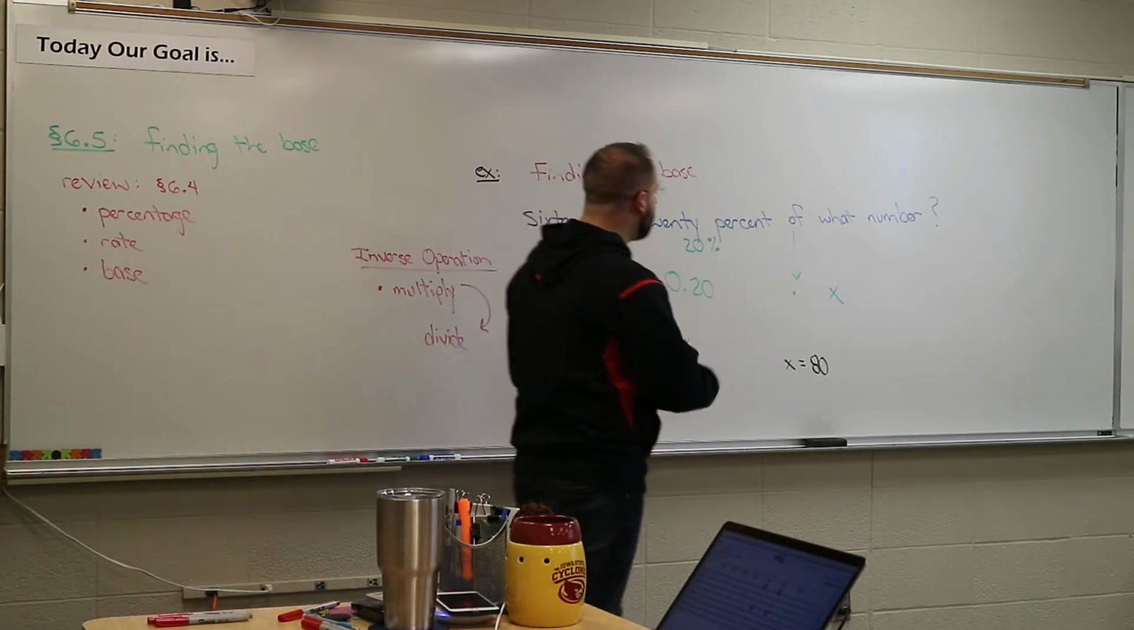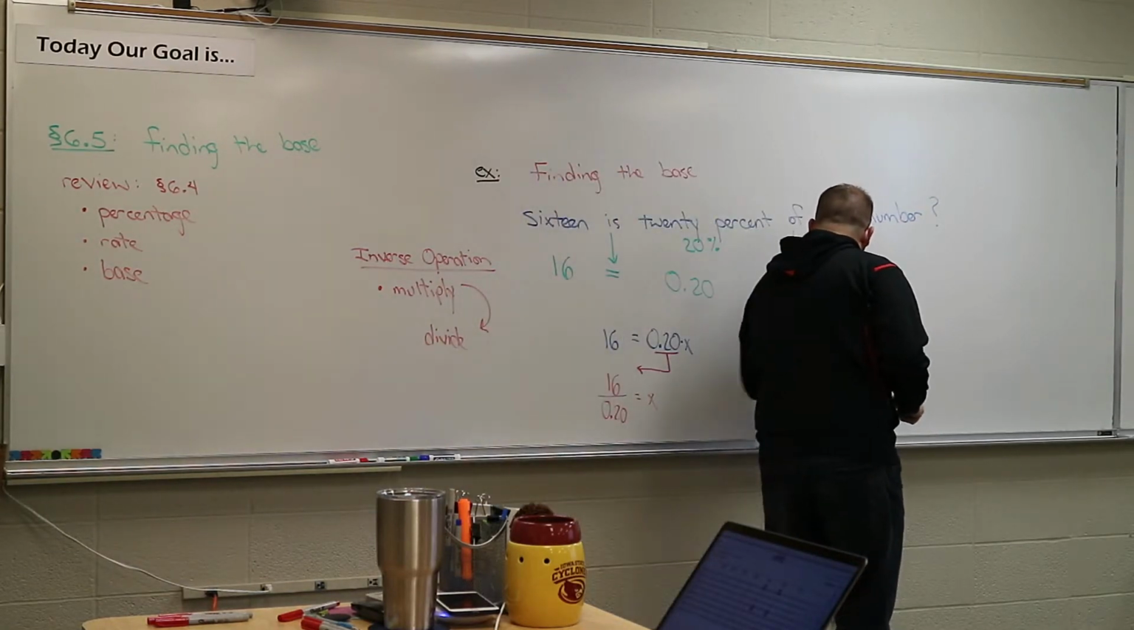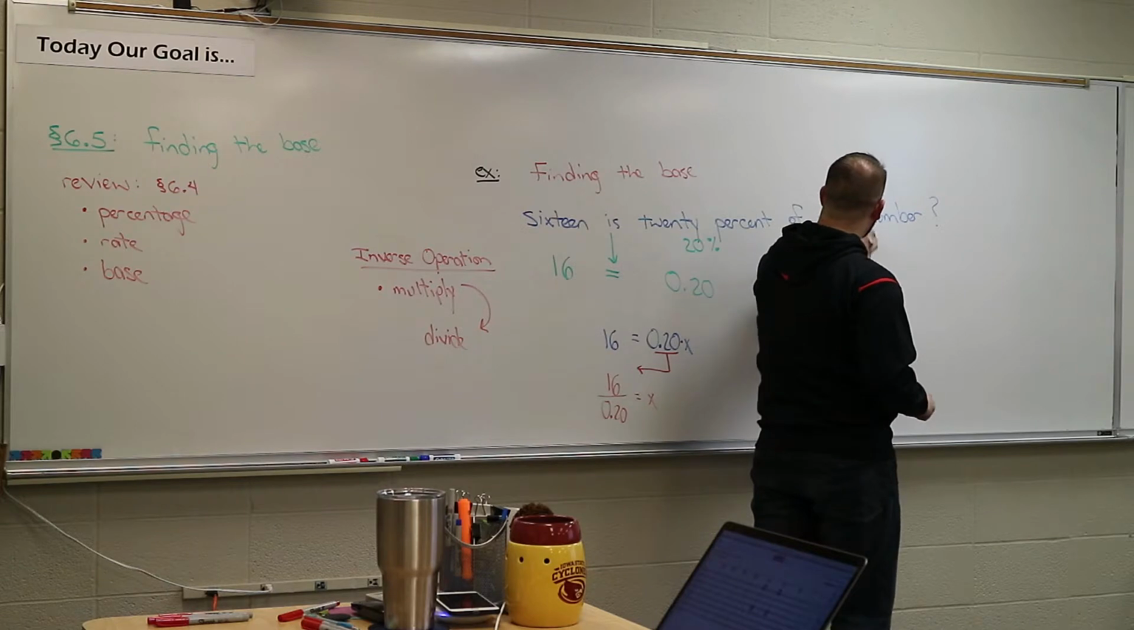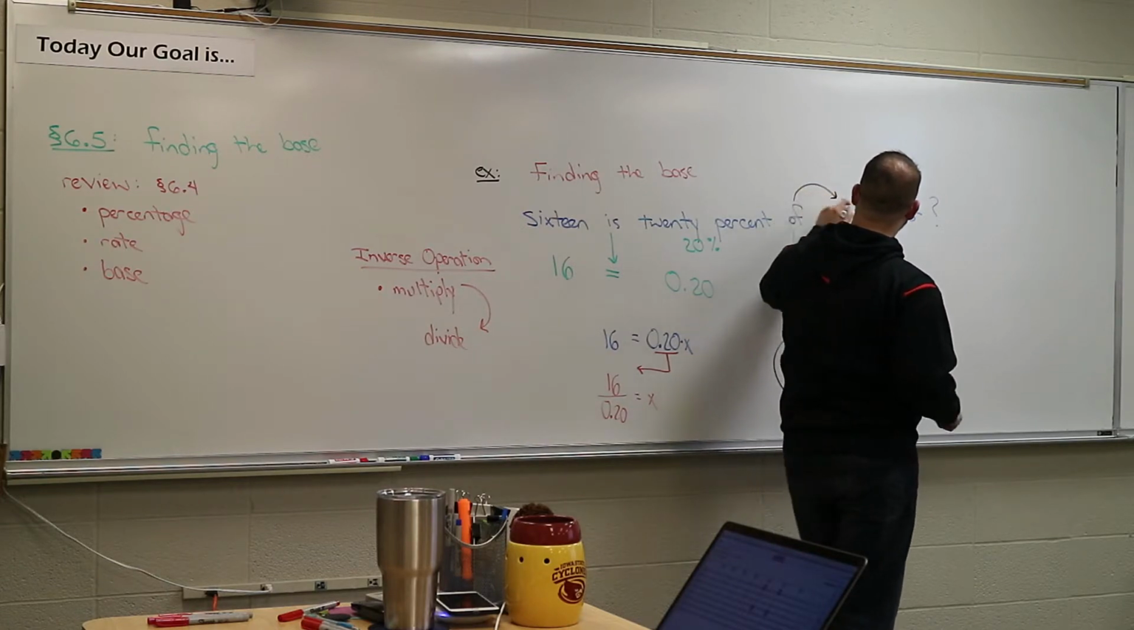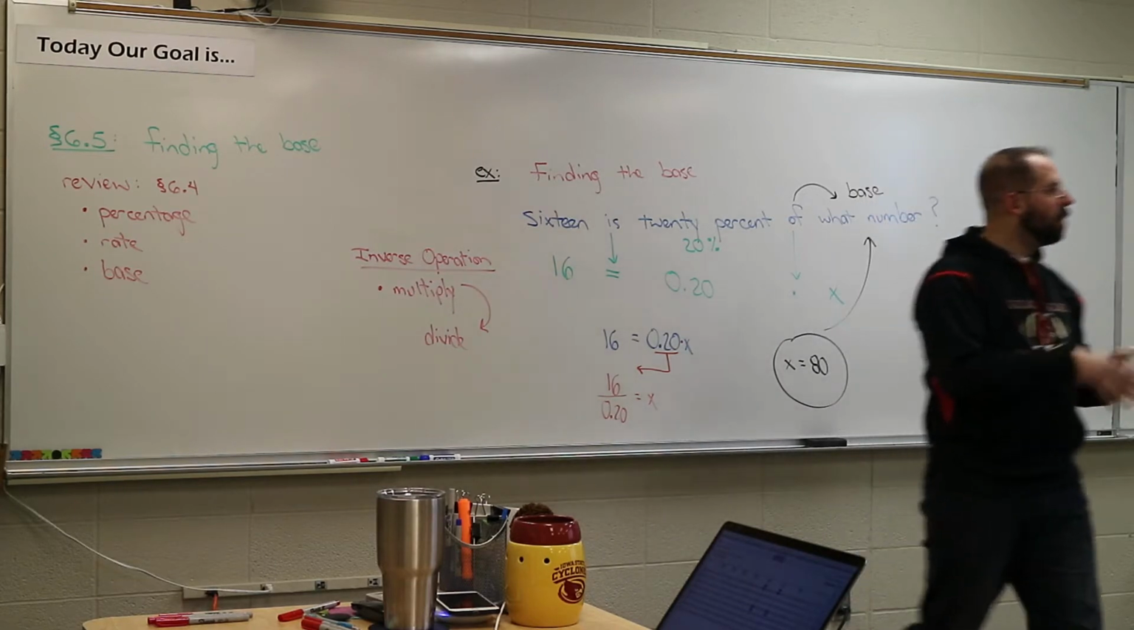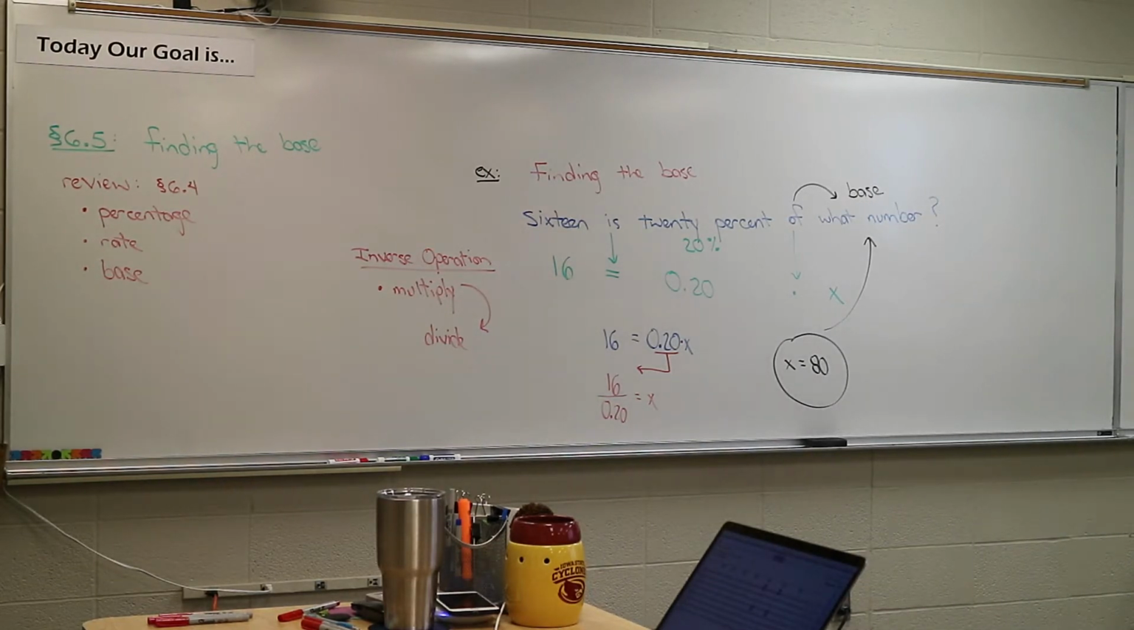Now, why this number makes sense to me, like when you guys said 80, we're finding the base, the number that comes after the word of. This is always the base, it's the number that comes after of. Bases have to be the biggest number in that whole problem. They have to be bigger than any of the numbers in that problem, other than the percent, which could have been anything. But it's the bigger number versus the other two.